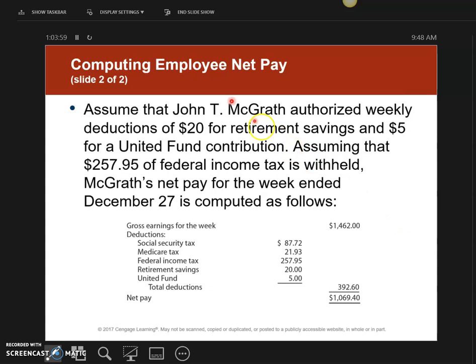So this is calculating the employee portion of payroll. There are two major components, employee and employer. On the next video, we'll examine the employer portion of payroll.